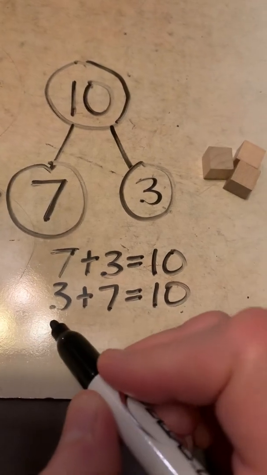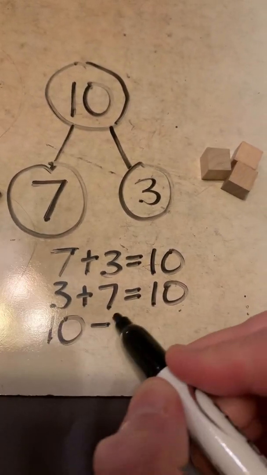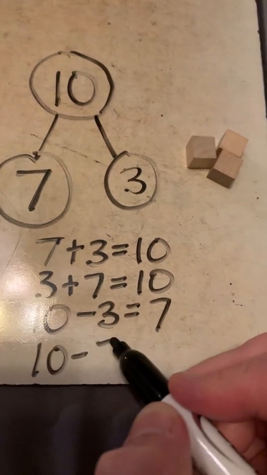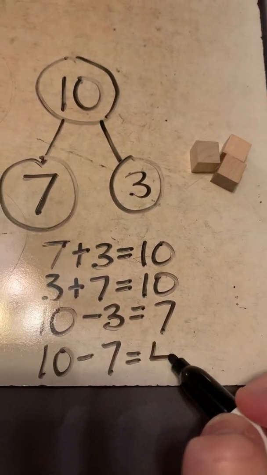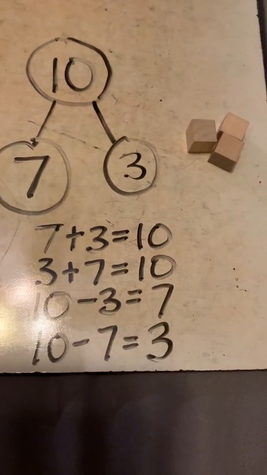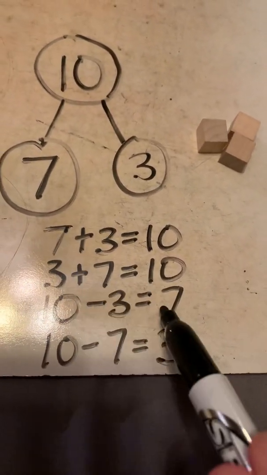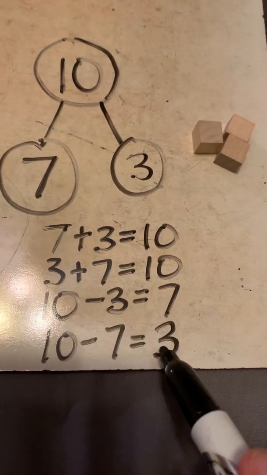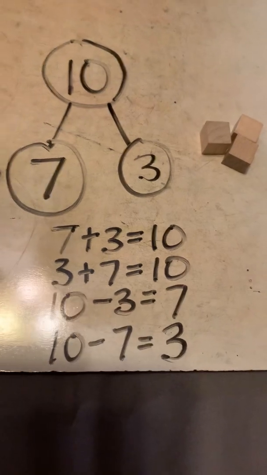And we have to start with the biggest number when we do subtraction. 10 minus 3 equals 7. And 10 minus 7 equals 3. All right, so we've used 7 in all of the math sentences. We've used 3, and we've used 10 in every single one.